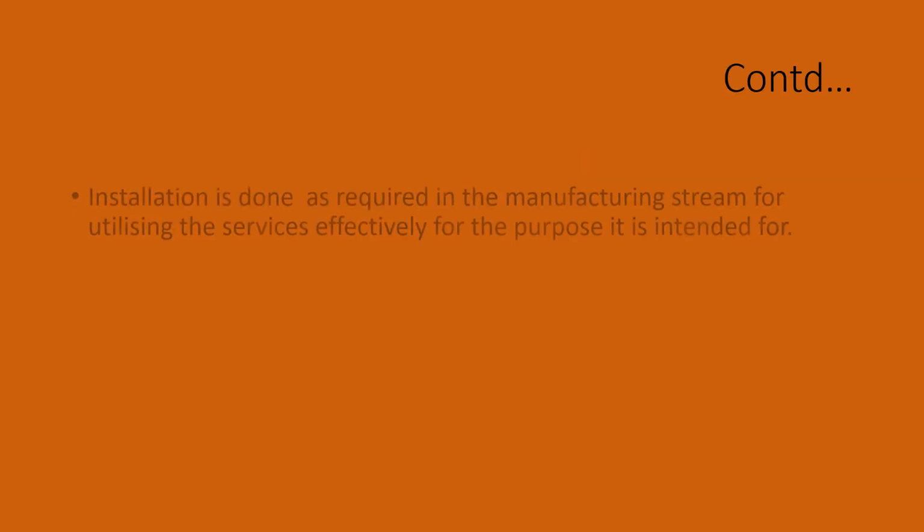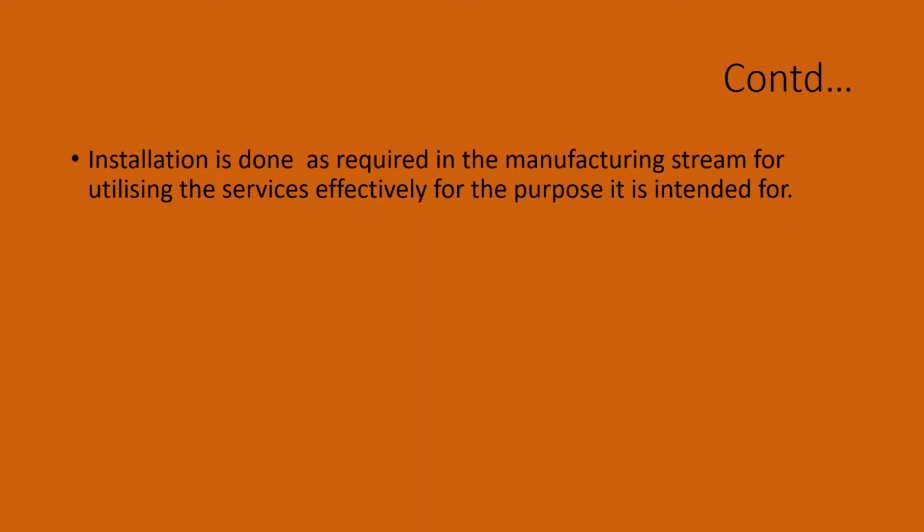Let us understand more on this. Installation is done as required in the manufacturing stream for utilizing the services effectively for the purpose it is intended for. Equipment installation should be done as per the operating design. For example, a reactor of about 6 kiloliters capacity is installed in such a way that the top half portion is on the first floor and the bottom half is in the ground floor. Centrifuge is installed just below the reactor.